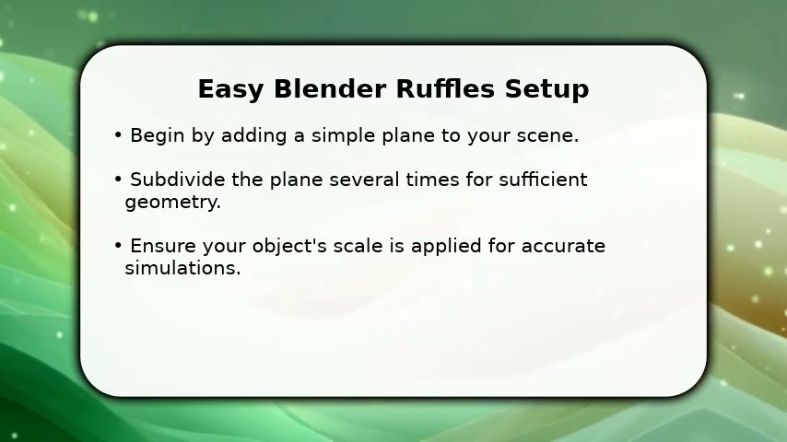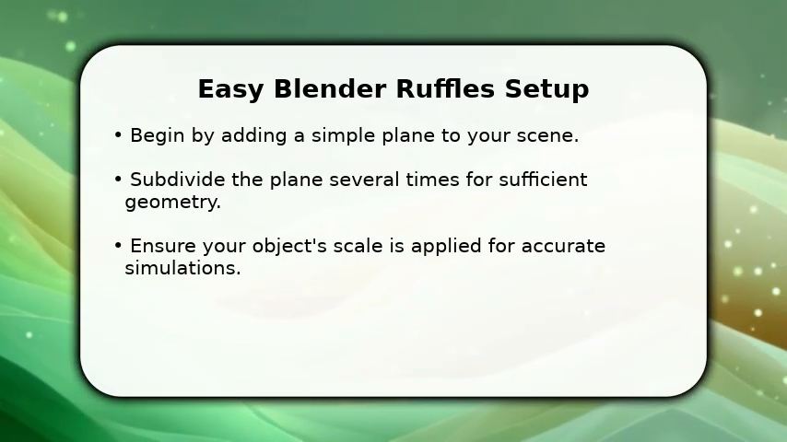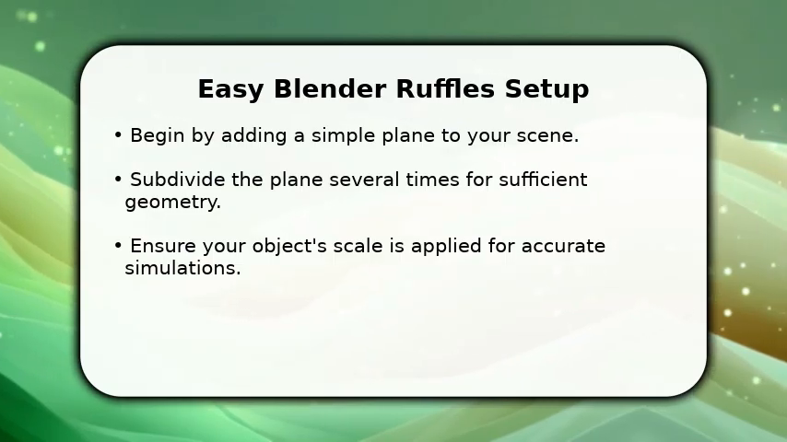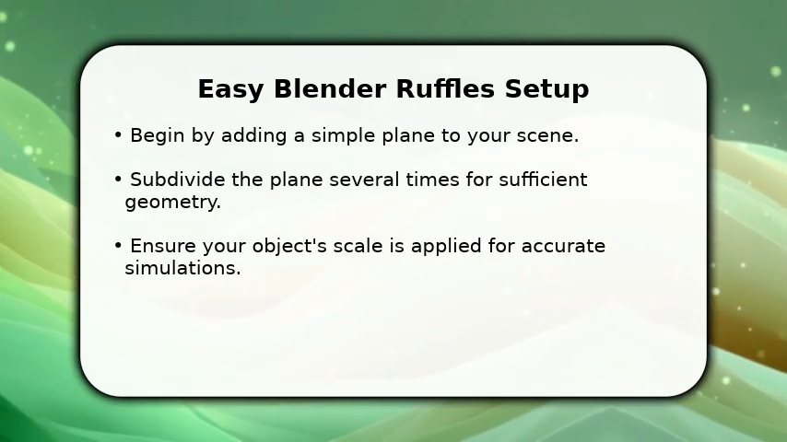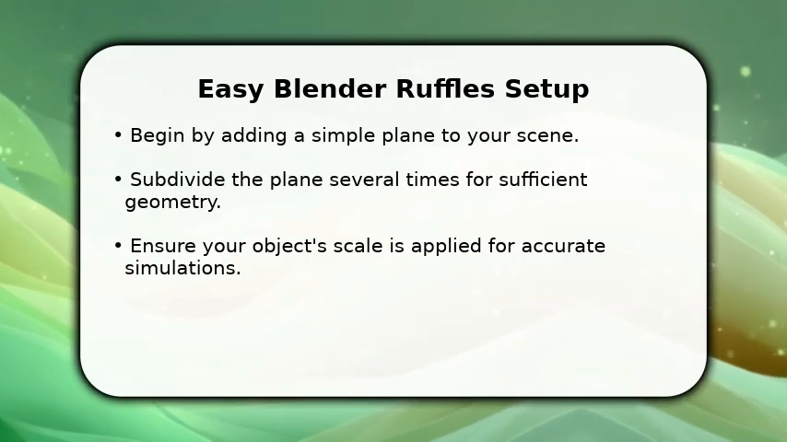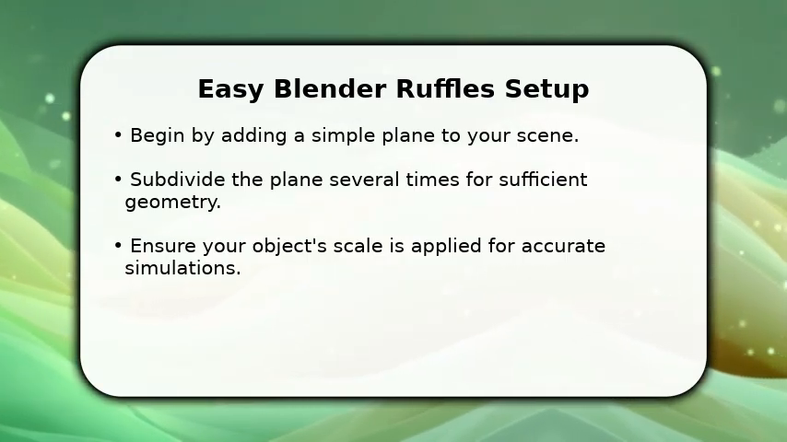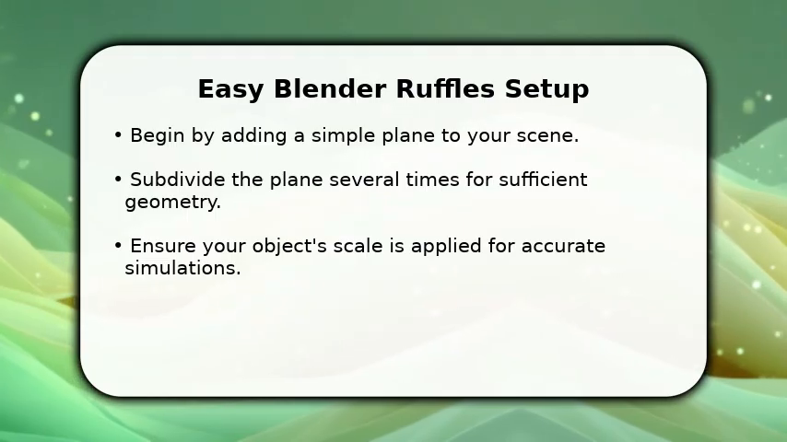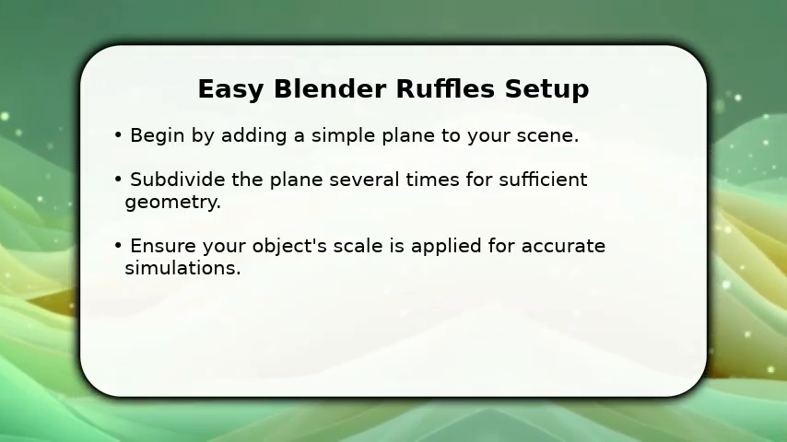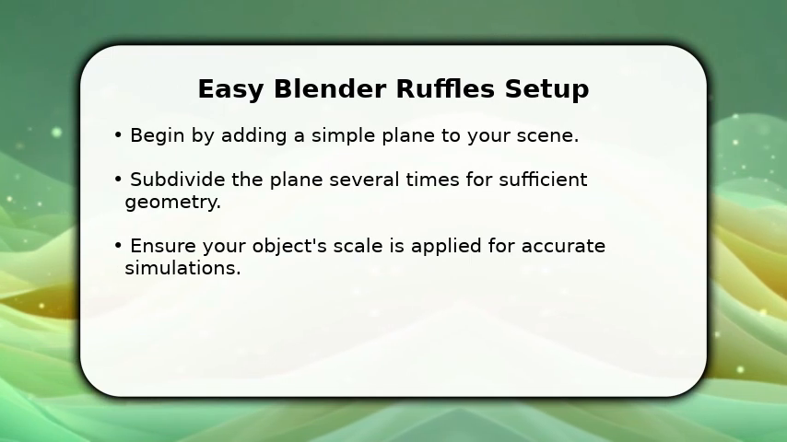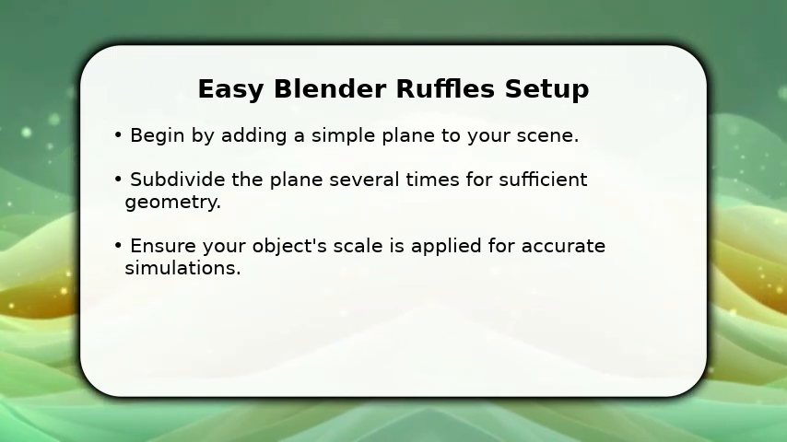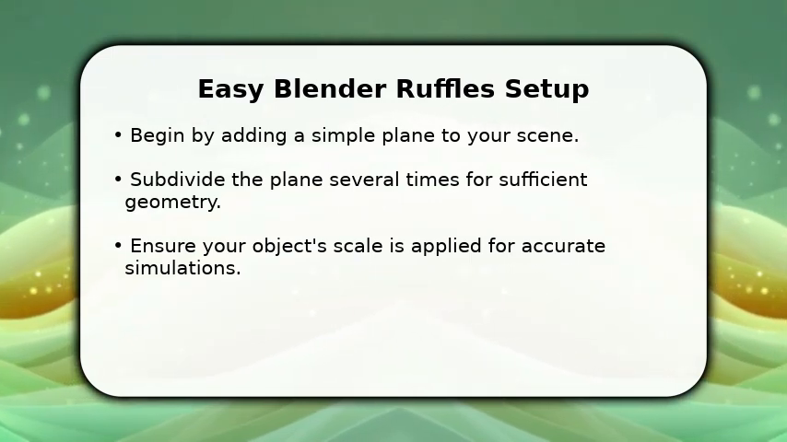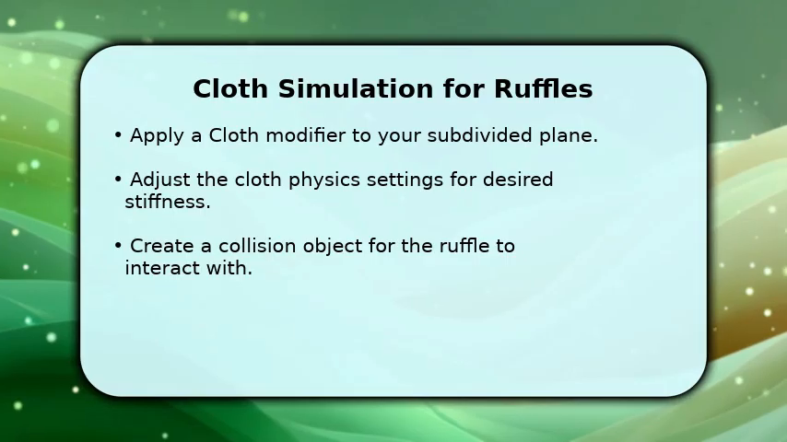Next, subdivide it about 5 or 6 times to create enough geometry for smooth deformation. It's crucial to apply the object's scale by pressing Ctrl and selecting Scale to prevent issues later. Finally, add a solidify modifier, setting the thickness to a small value like 0.01 meters to give your fabric some realistic depth.